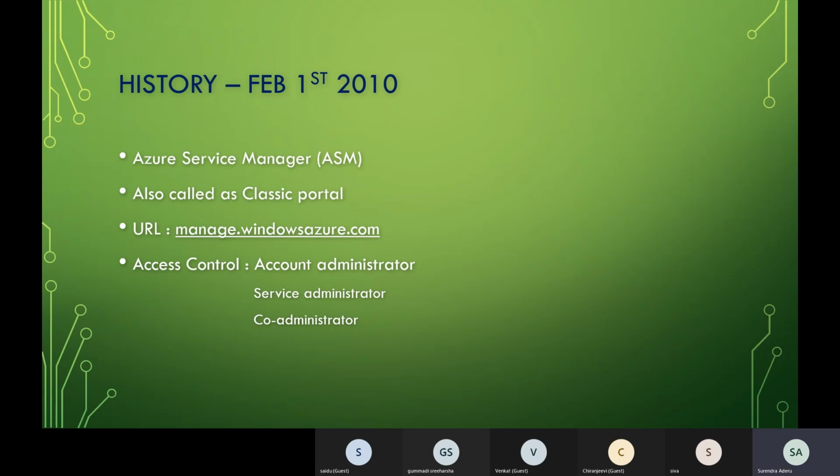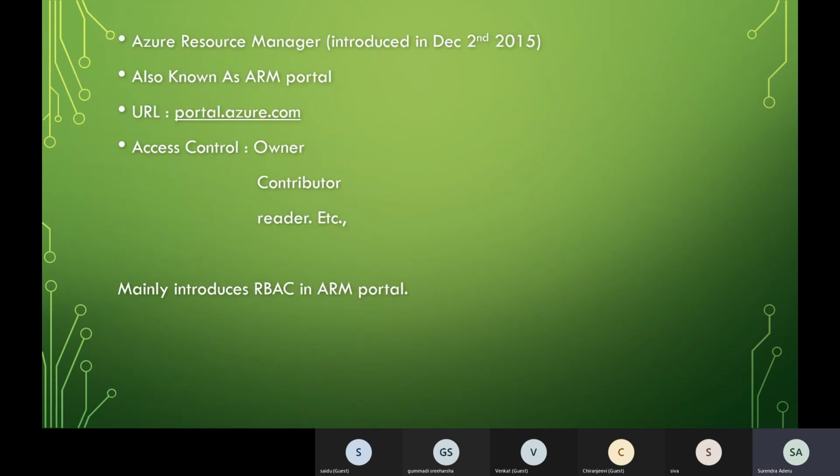Clear. And for access controls, we had the account administrator, co-admin and service administrator. We don't have much granular level of roles available with the old portal. In 2015, Microsoft Azure brought in a service called Azure Resource Manager, which is called the ARM portal. It refers to the portal introduced in 2015, and it's the same portal currently serving the Azure business.